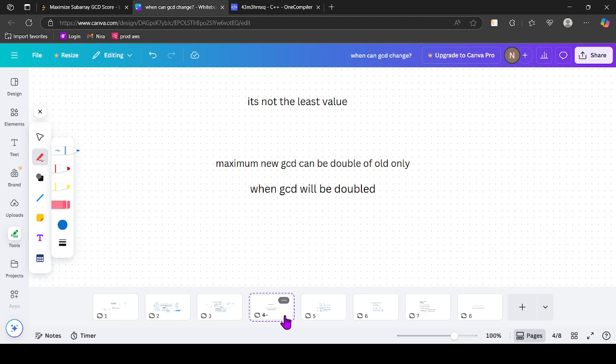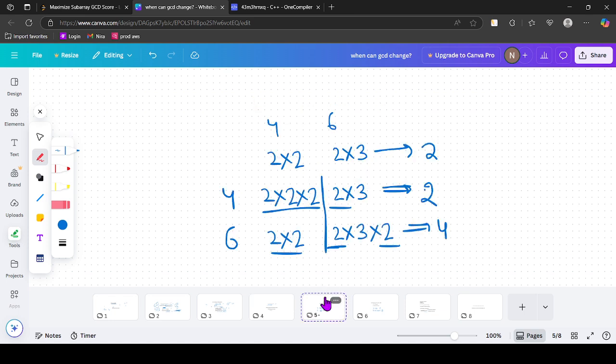So how to tackle this now? It's not the least value that is guaranteed. So what is the maximum new GCD? It can be double of the old one. When will the GCD double? We discussed that it happens when the least 2 power is the same, so all the old 2 powers must be replaced. So now it is 4 and 6. 4 is equal to 2 into 2, 6 is equal to 2 into 3. What is the GCD? It is 2, originally.